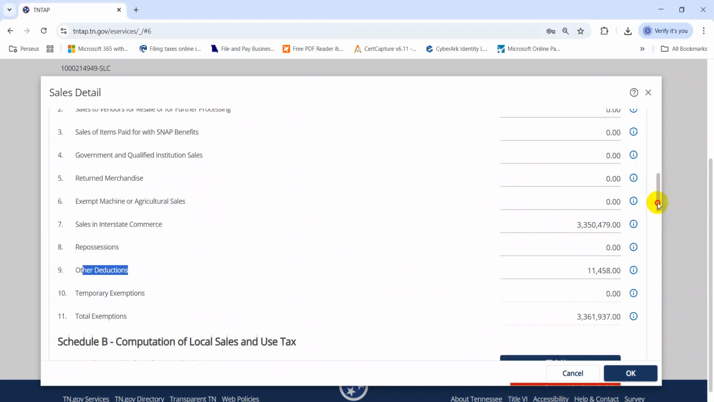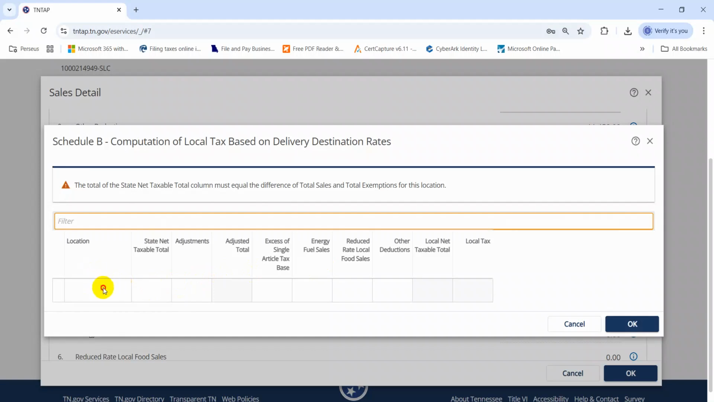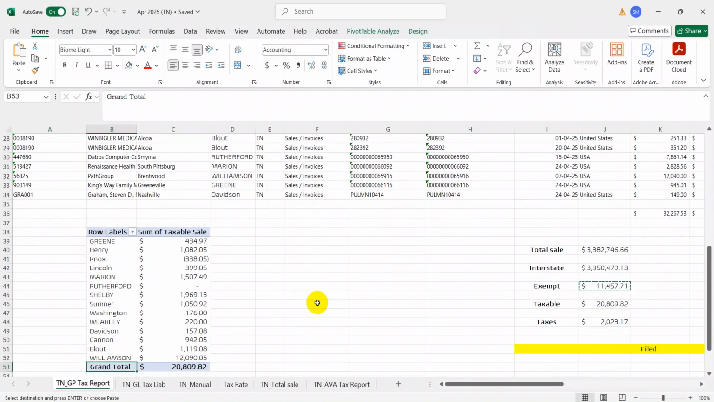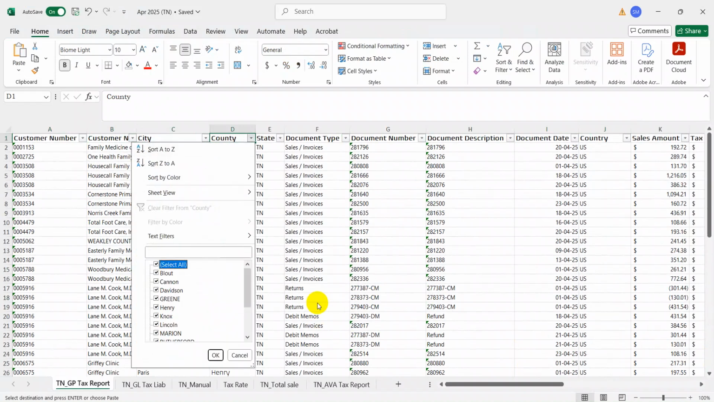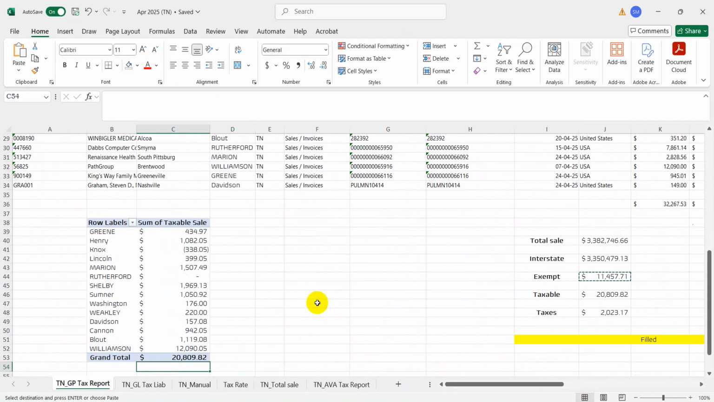So now here my exemptions are this. Now here you have to input the taxable sales county wise or city wise. You will put the location information and then you will put the state net taxable total, and this is why I have made a pivot table here to make my life easier. Because if I'm going to filter that by here and put each information on my report, it will be a little time consuming. So pivot tables are much easier and they save a lot of your time.